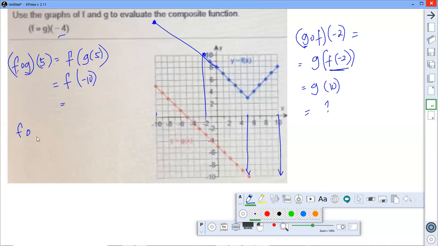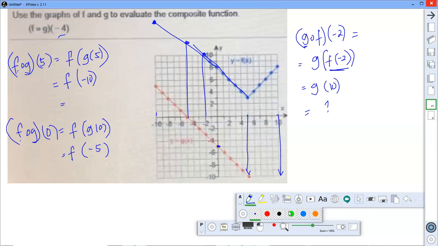Let's try one more. F of g of 0. When we write this, your outside function is f, then g of 0. Now copy f. G of 0 is -5. Oh, this is not going to work either. So f of -5, we can't really read it, because the graph doesn't reach that far.